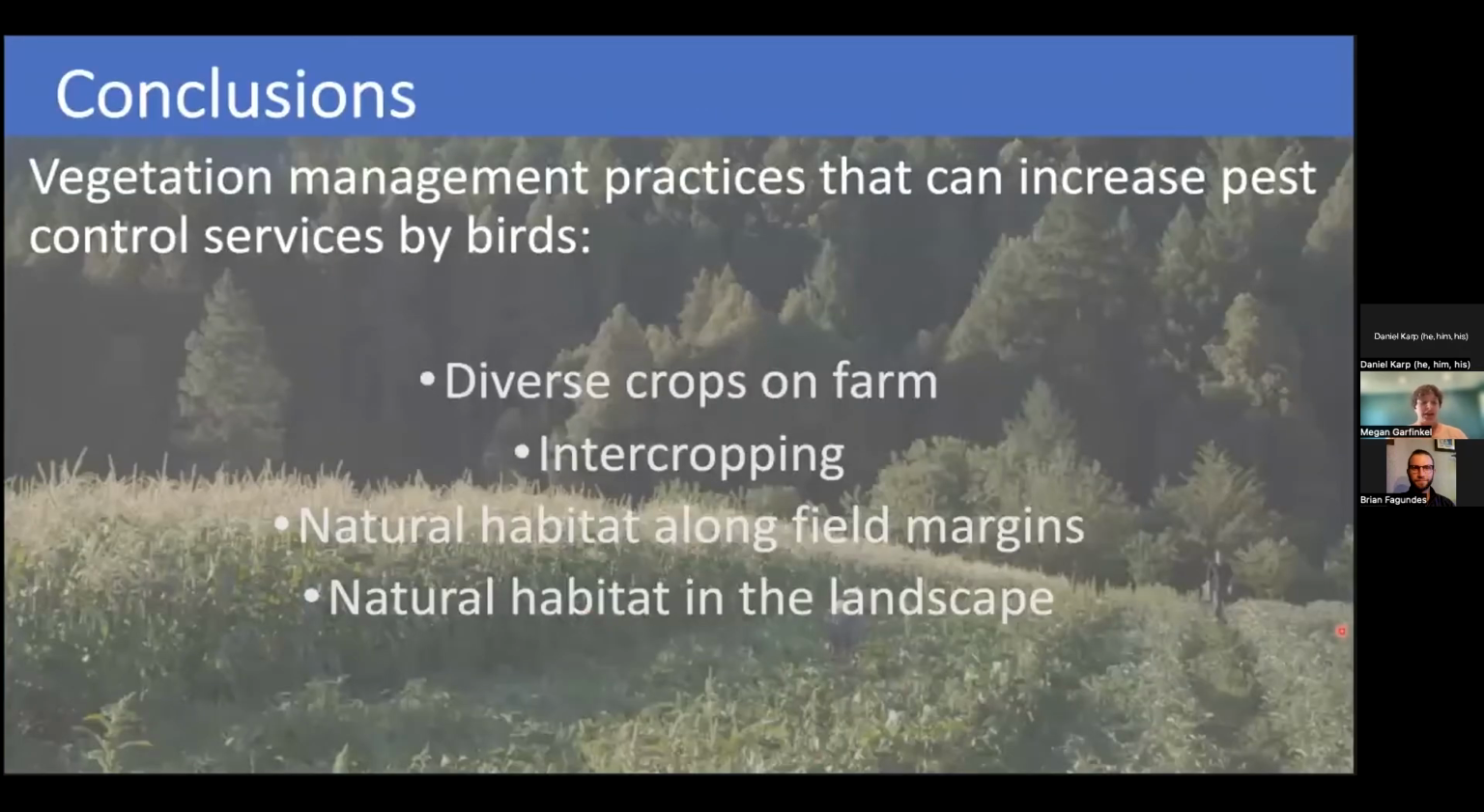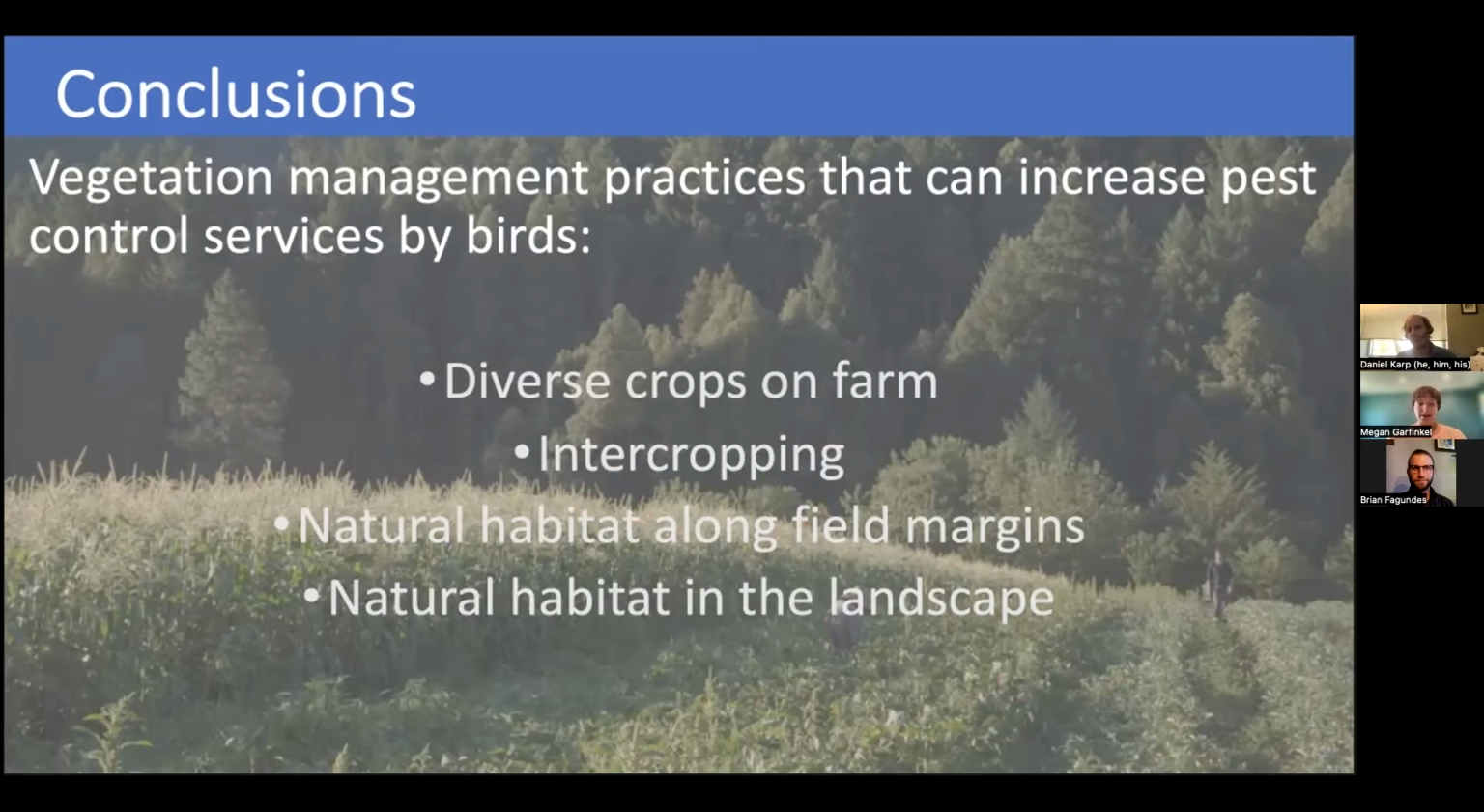All right, so just to conclude, a couple of things. Basically, what we're finding across the board is that increasing the diversity of vegetation, both on and around a farm, is going to help increase your pest control by birds. So specifically, we see that having more diverse crops within a farm can tend to give you more bird activity in those farms. Intercropping, so we had the example of the sunflowers that increased the insectivorous birds' activity in the farms. Having natural habitat along your field margins can also help to increase pest control.